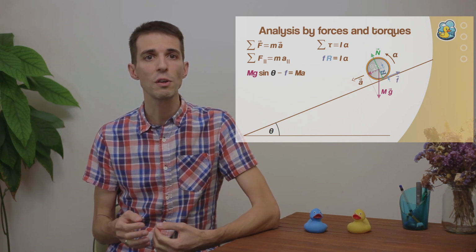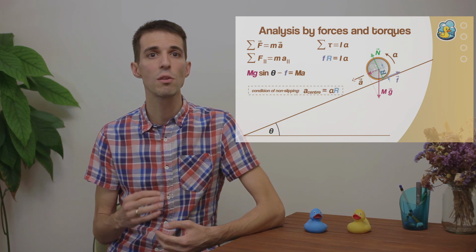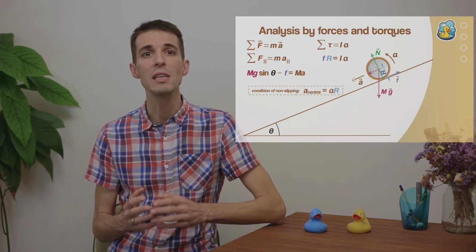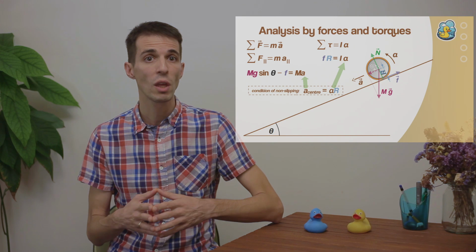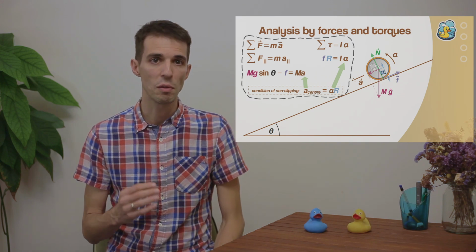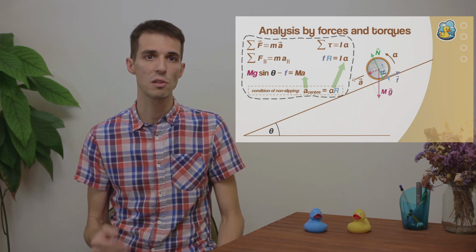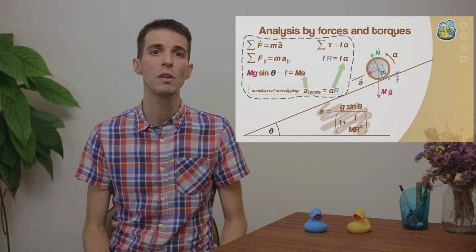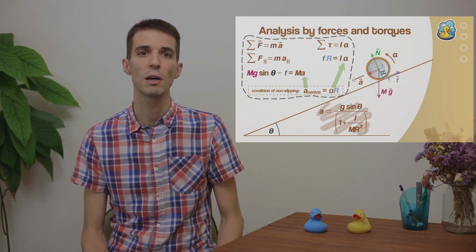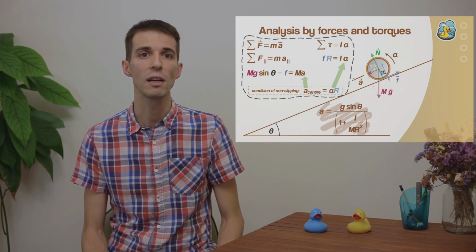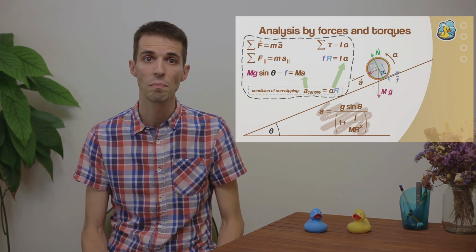We can relate alpha, the angular acceleration, to a, the linear acceleration, using a equals alpha times r. When we substitute these and simplify, we get a formula for the acceleration: a equals g sine theta divided by 1 plus I over m r squared.